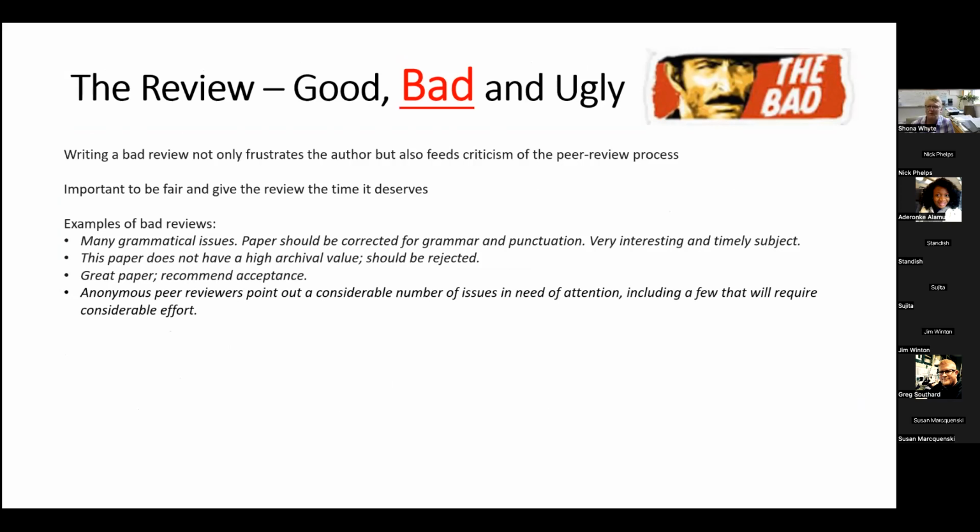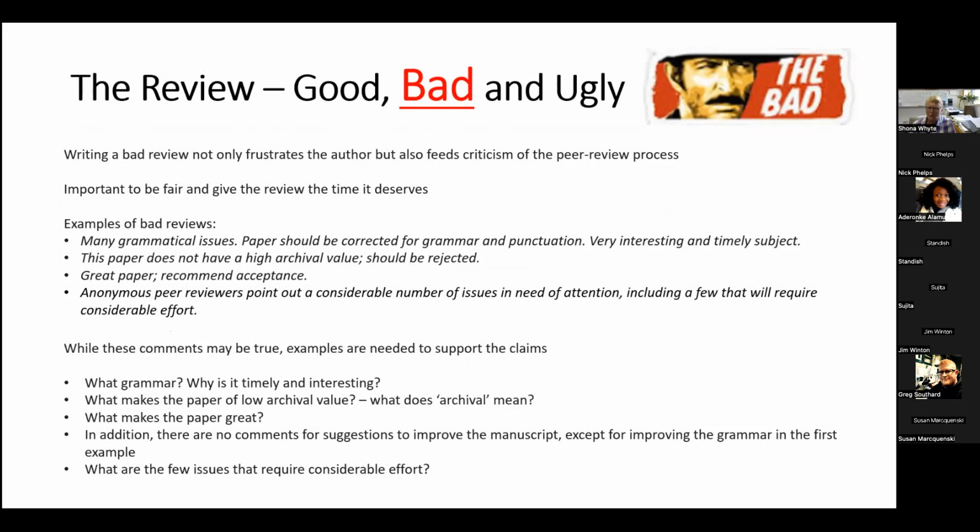So for example: many grammatical issues, the paper should be corrected for grammar and punctuation, very interesting and timely subject. Or: this paper does not have a high archival value, should be rejected. Or: great paper, recommend acceptance. Anonymous peer reviews like these point out a considerable number of issues in need of attention, including a few that will require considerable effort. Well, what is the grammar issue, and why is it a timely and interesting subject? And why does that make it a good paper?